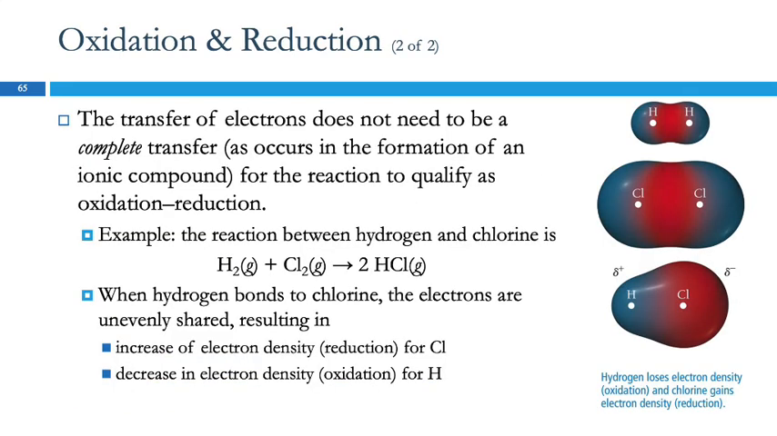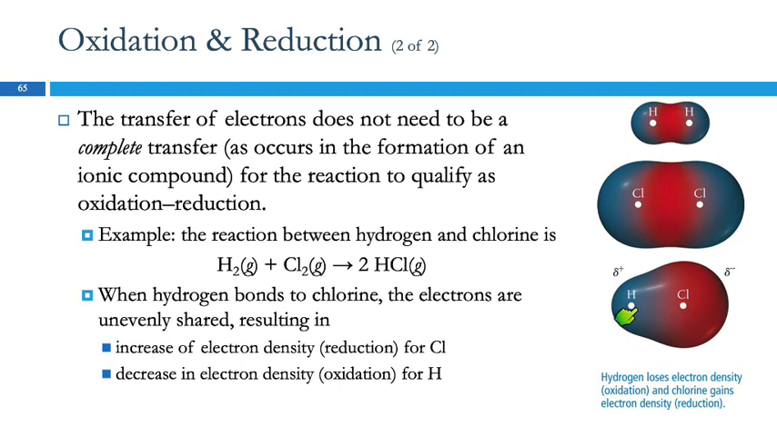So that was forming actual ions from atoms, a complete transfer of electrons from one atom to another. It doesn't have to actually be a complete transfer. It can be sort of a shift in the electron density. So if we're looking at the reaction between hydrogen gas and chlorine gas, it's going to form hydrogen chloride gas. In the hydrogen and chlorine molecules, they have two identical atoms. The electrons are equally distributed. There's no positive or negative end.